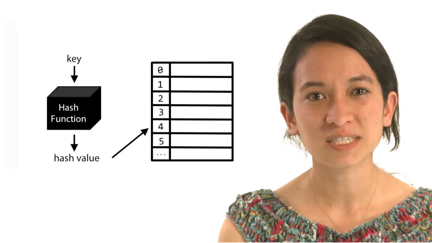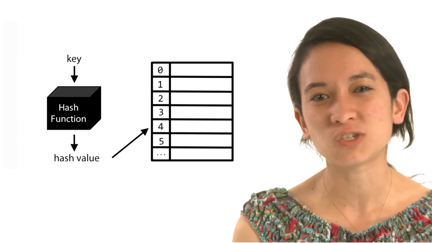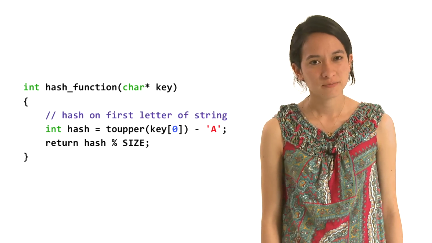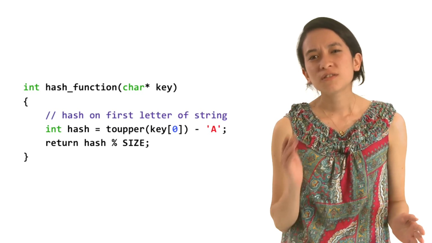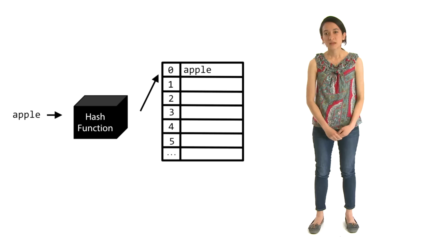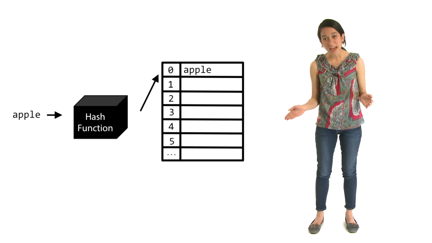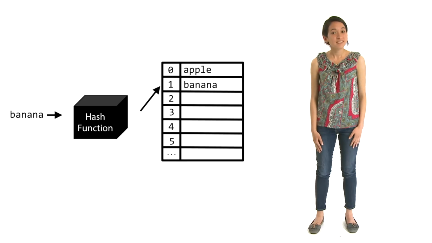Know that hash tables can be used to store data of all types, but to simplify things, we'll focus on strings for now. Here's a simple hash function for strings. This hash function computes a hash value based on the first letter of the key. Apple begins with the letter A, so it's mapped to index 0 of the hash table. Similarly, banana is mapped to index 1, and cat is mapped to index 2.